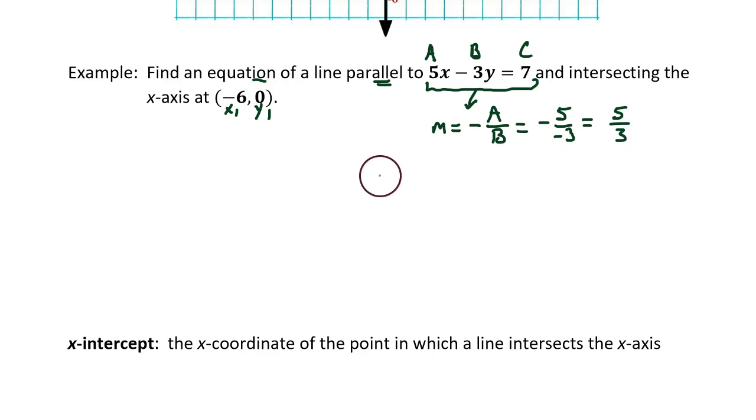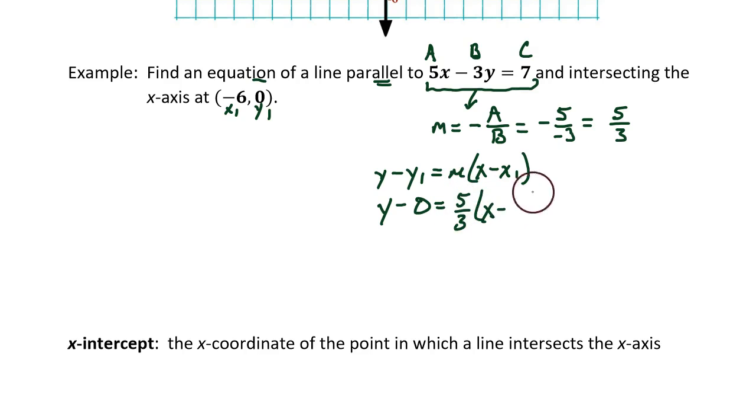Let's use the point slope formula to get our equation. That formula is y minus y1 equals m times x minus x1. Let's make some substitutions. What goes in for y1? It's 0. What goes in for m? It's 5/3. What goes in for x1? It's negative 6. And instead of leaving the equation like this, let's work on this a little bit more.